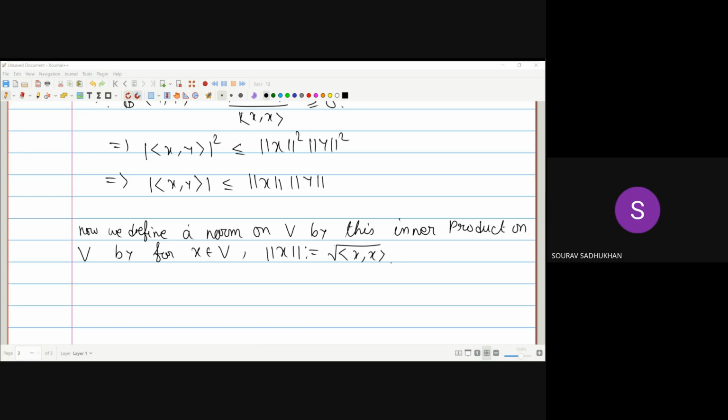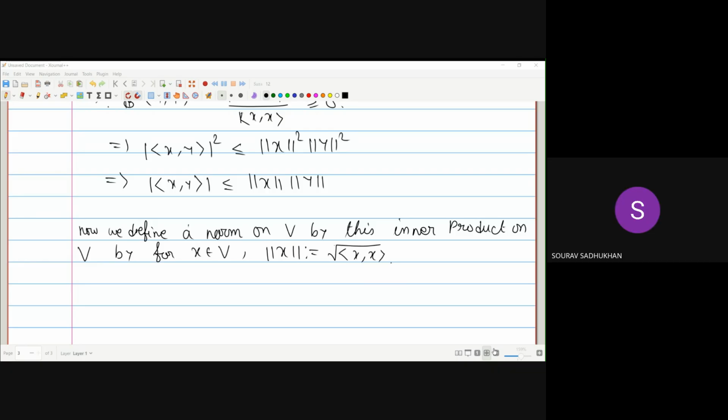Since the inner product of x with x is non-negative for any x belonging to V, the square root of this is defined. So this is a well-defined function. Now the square root is non-negative for any x belonging to V, and this is equal to 0 if and only if the inner product of x comma x equals 0, if and only if x equals theta V, since this is an inner product on V. Okay.